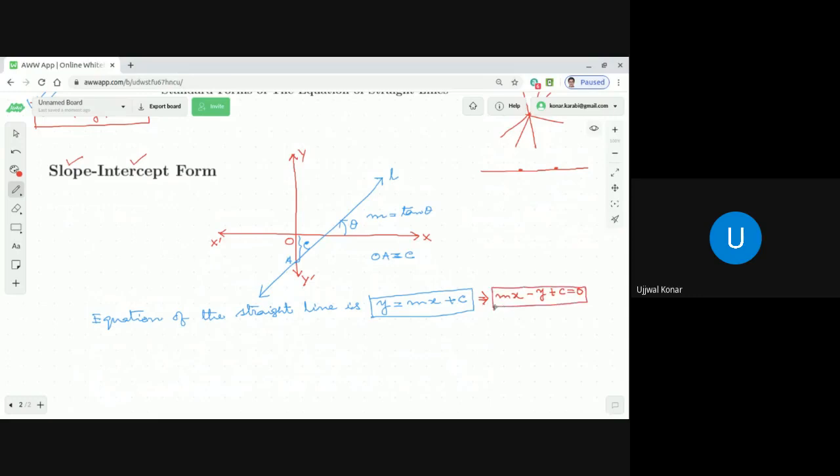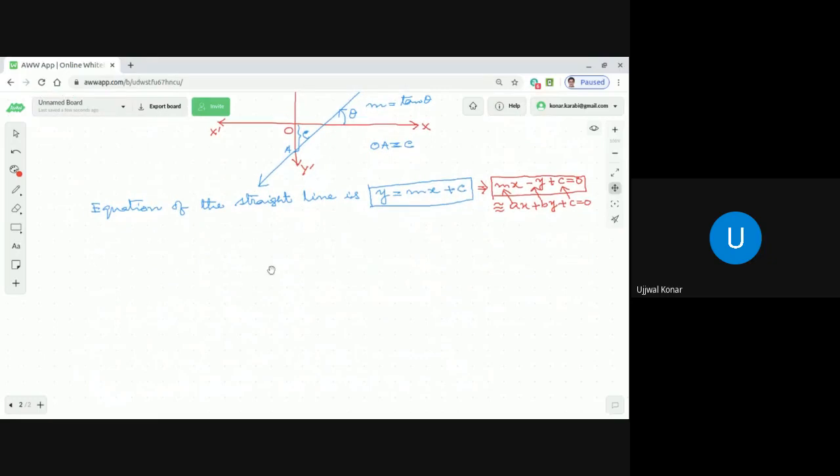If you see this equation, it is in the form of ax plus by plus c is equal to 0, where a is equal to m, b is equal to minus 1, and c is c, whatever. Correct? So this I showed. Now I would like to show you how, depending on the values of m and c, the equation actually looks with respect to the coordinate axes.